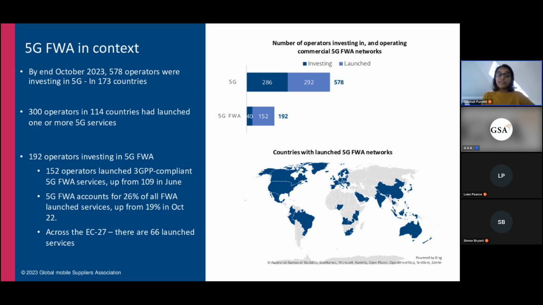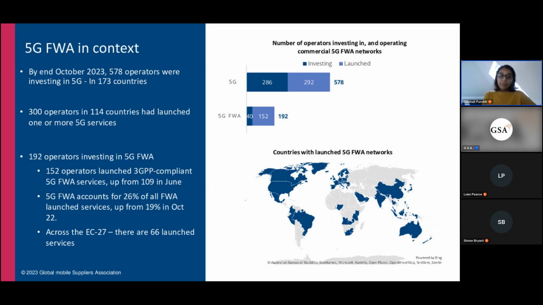Some of these operators have used their 5G spectrum and infrastructure to offer fixed wireless access services. Our latest reports show that a total of 192 operators are investing in 5G fixed wireless access services, with 152 operators now having launched a service, up from 109 in the last update. The majority of fixed wireless access services remain 4G, with 436 launched services compared to 5G's 152. Still, this number is growing, with 5G fixed wireless access services now 26% of all launched services. This has grown from 20% reported in the last update.